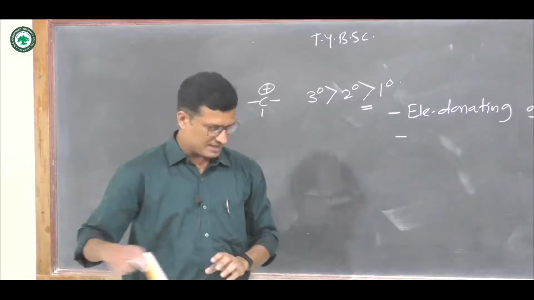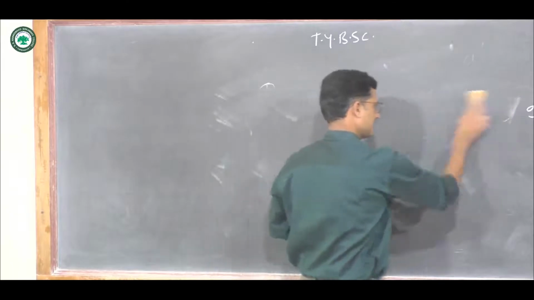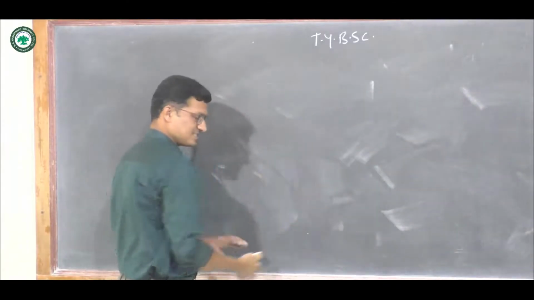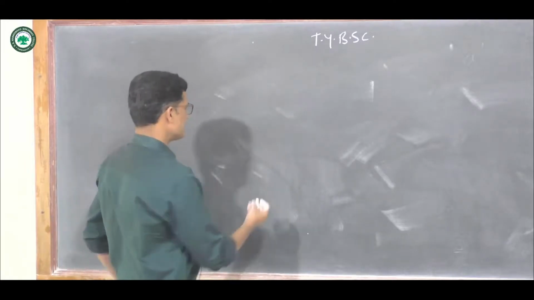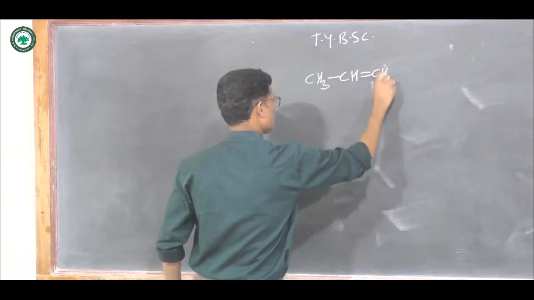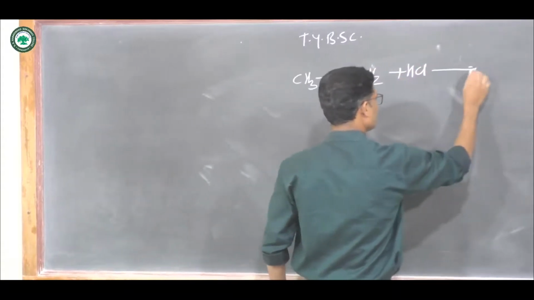Then why, in the case of Markovnikov addition, is a particular product major? We already discussed this, and now we take a simple example with HCl and discuss what is the probability.